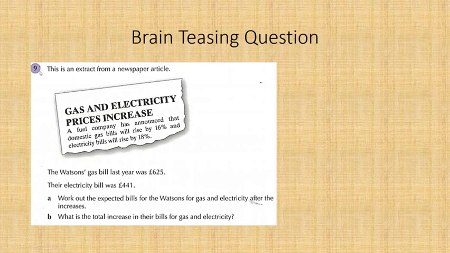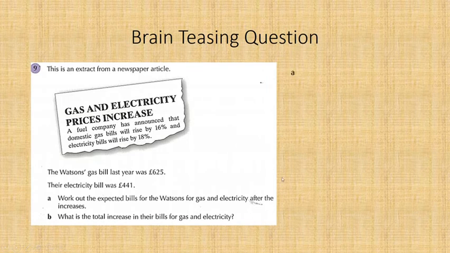Okay, so question number nine. This is an extract from a newspaper article. It says gas and electricity prices increase. A fuel company has announced that domestic gas bills will rise by 16% and electricity bills will rise by 18%. The Watsons' gas bill last year was £625 and their electricity bill was £441. Work out the expected bills for the Watsons for gas and electricity after the increase.